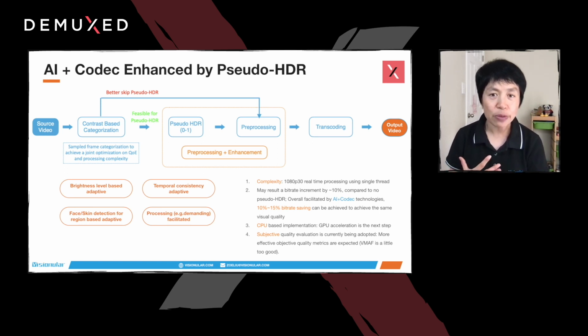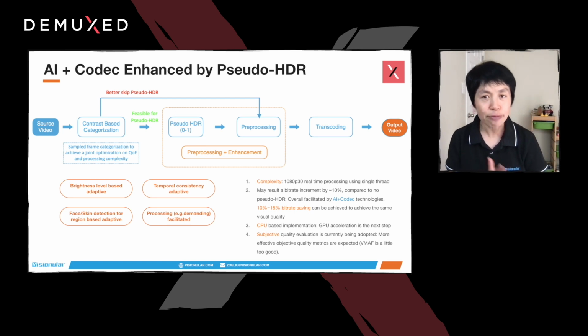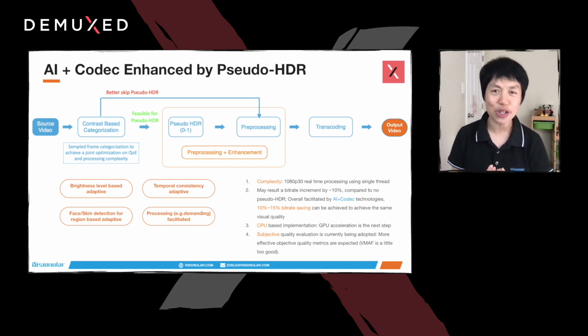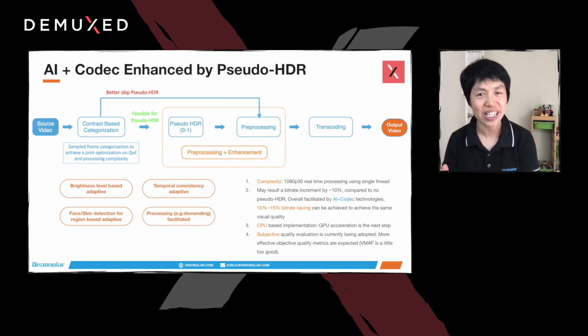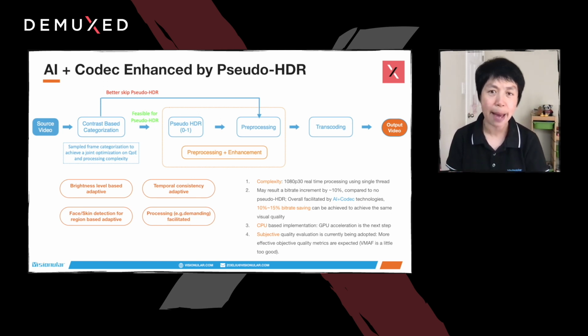For example, for Pseudo HDR, because video is a 3-dimensional signal, we have to consider the temporal domain consistency to avoid flicker type artifacts. In this way, we are doing a joint spatial and temporal domain optimization for the preprocessing stage to really enhance the contrast while avoiding contrast inconsistency in the temporal domain.